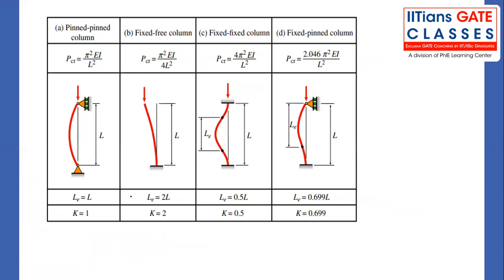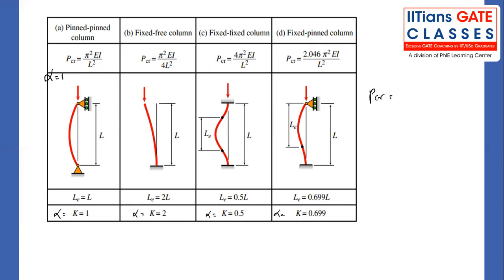This particular table is very, very important, where each and every case has been discussed. Pin column, as we have seen, alpha is equal to 1. Alpha here they have denoted by K. So I'm just taking alpha is equal to K. Same thing.